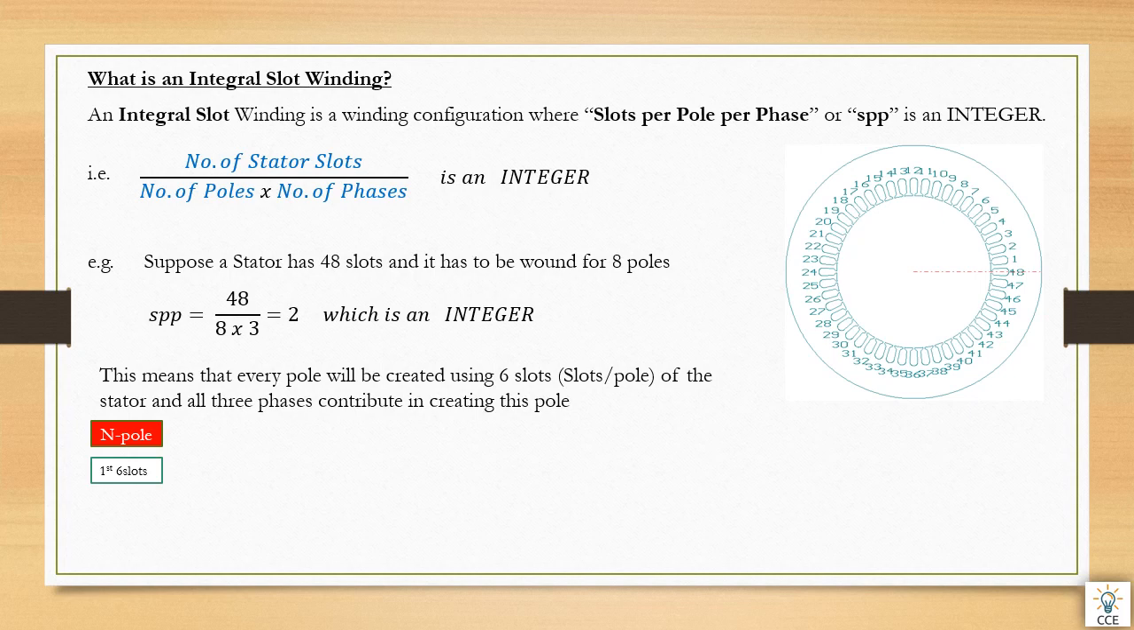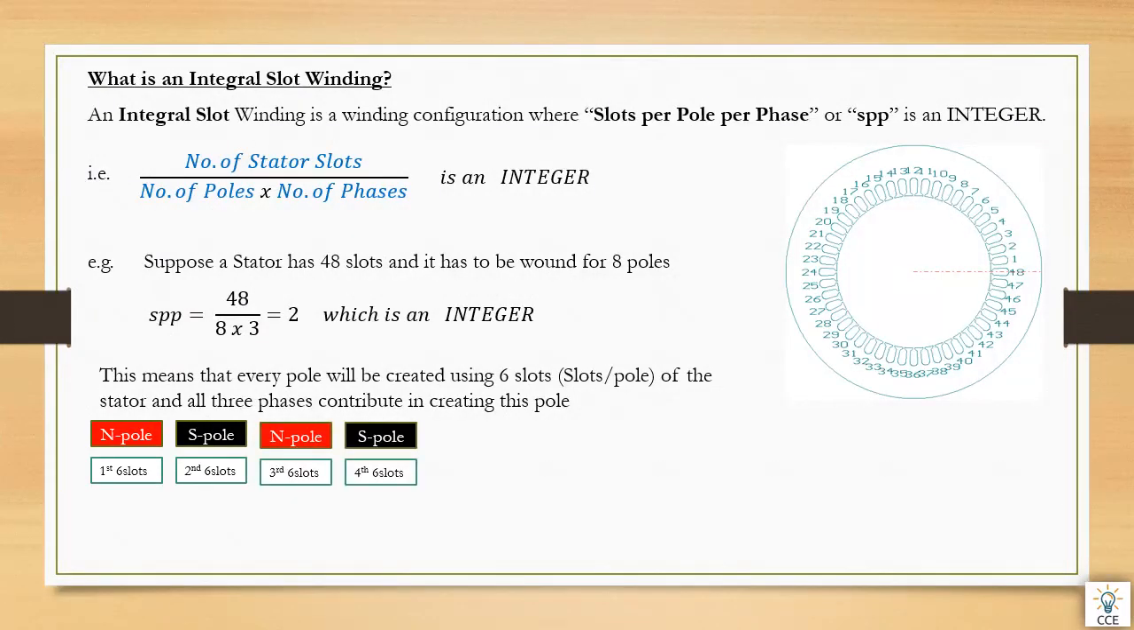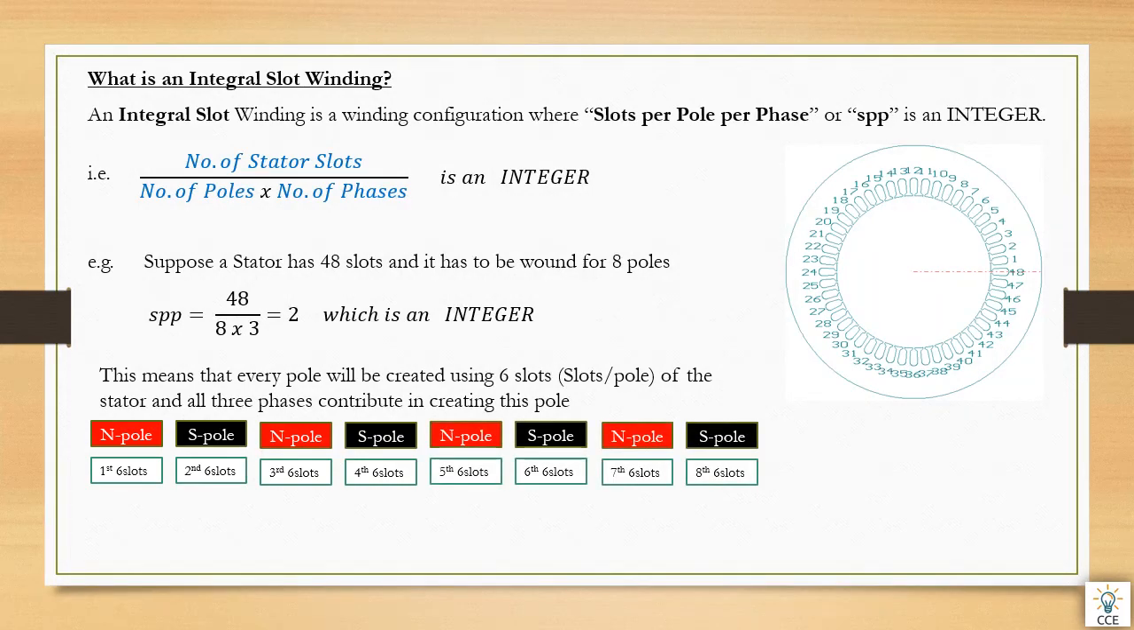So the first 6 slots will create the north pole, then the second 6 slots will create the south pole, and again the third batch of 6 slots will create a north pole, and the fourth batch of 6 slots will create a south pole, and together up to the 8th batch of 6 slots will have alternate polarity of north pole, south pole, etc. And as you can see, we have created the 8 poles that are required for this machine.